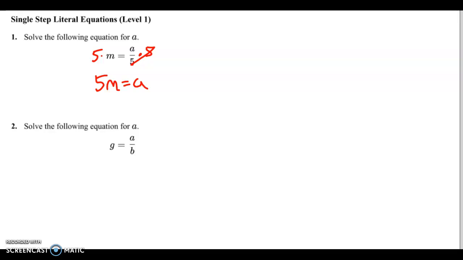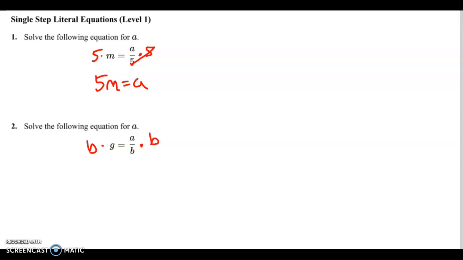On number 2 here, they want us to find a again. See, I got it highlighted there. So I'm going to do the opposite of dividing a. And here we've got 3 variables and no numbers. So we're going to do the opposite of dividing a by b and multiply by b. So you got b on the right side and b on the left side, both being multiplied.